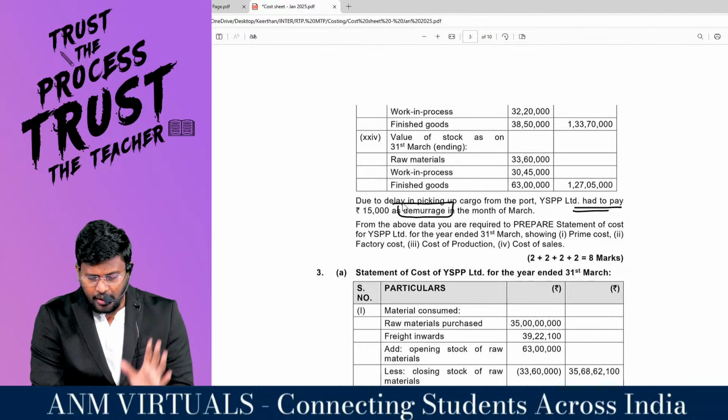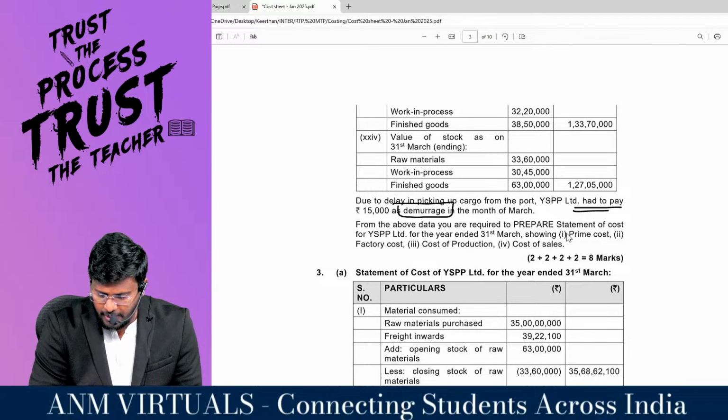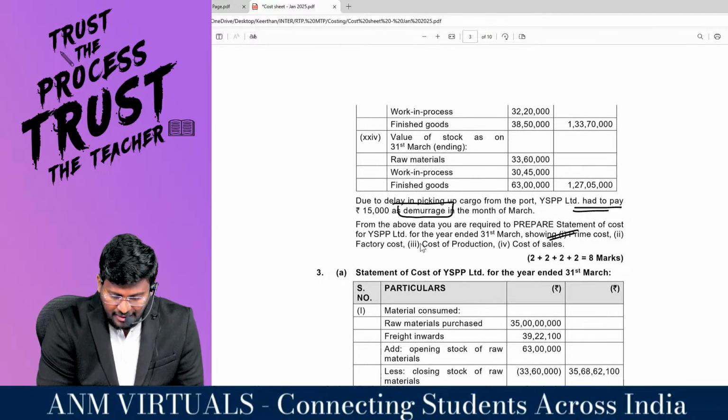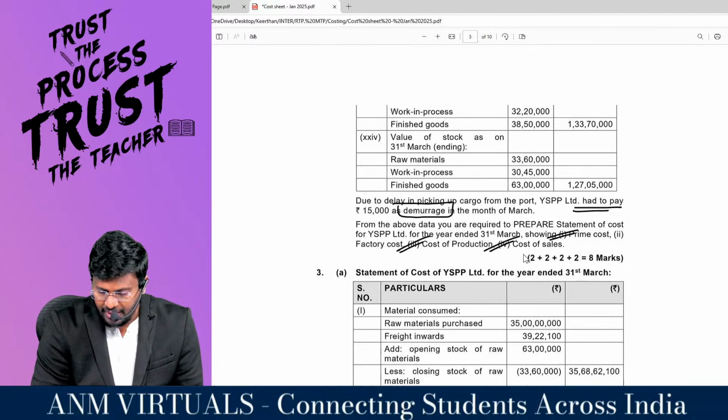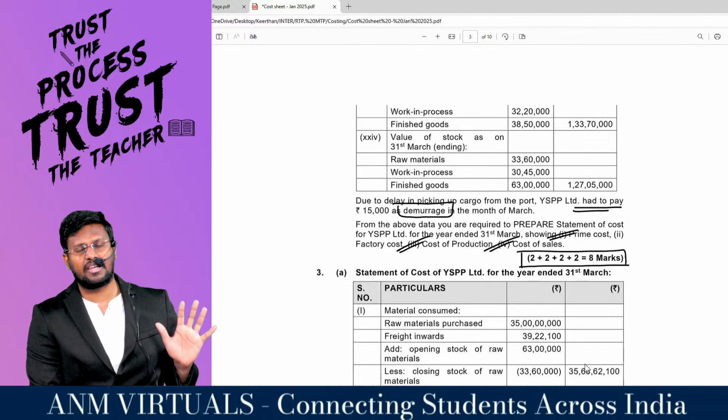From the above data, you are required to prepare the statement of cost of YSPP for the year ended 31st March, showing prime cost, factory cost, cost of production and cost of sales. This is an 8 mark expected area for exam.